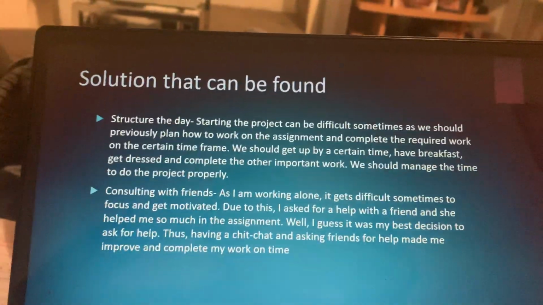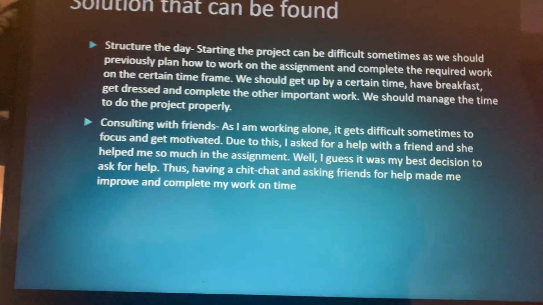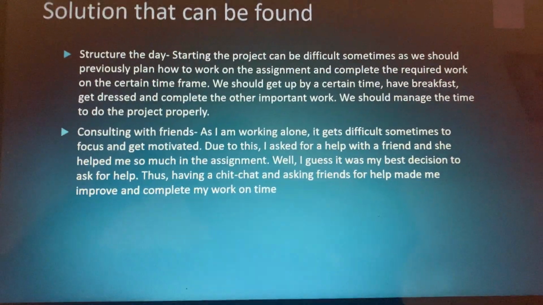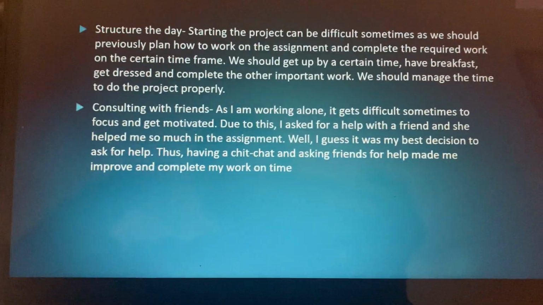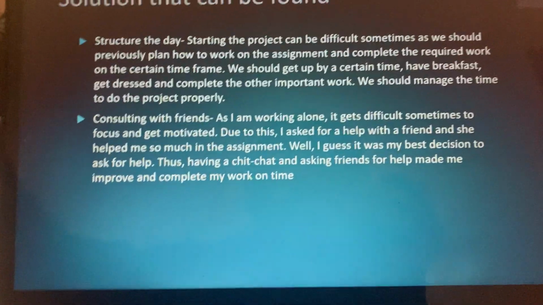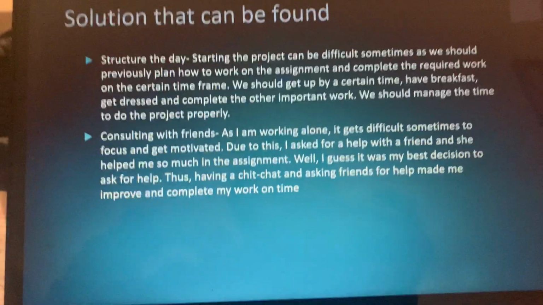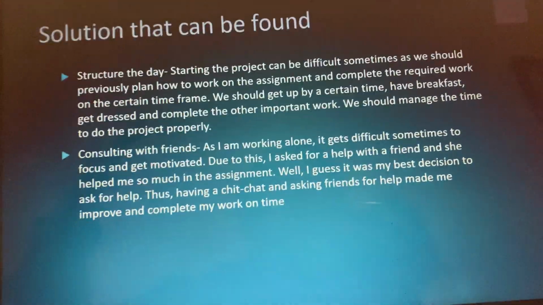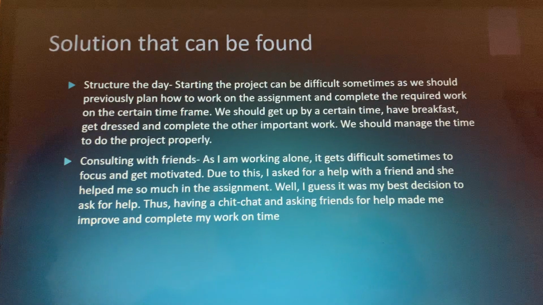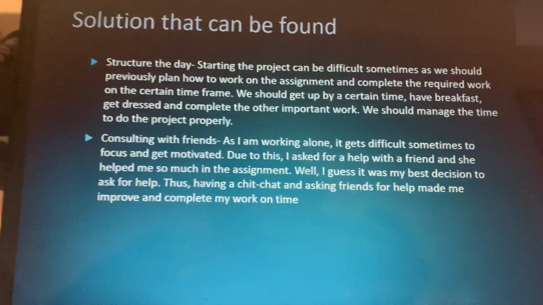If I was working in a group, it would have been easy to consult with friends and do a lot of stuff. But as you know, I'm working alone, so it gets difficult sometimes to focus and get motivated. If there was someone with me, it would have been easy. They would help me to get motivated and give me my job and responsibility, and I would work on that. But working alone, there was no one for me. I did it all by myself.